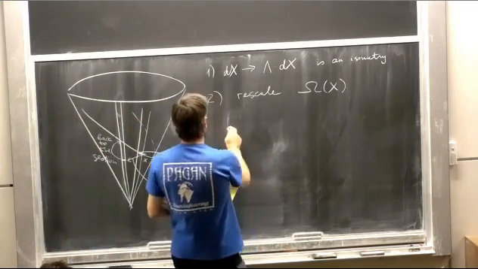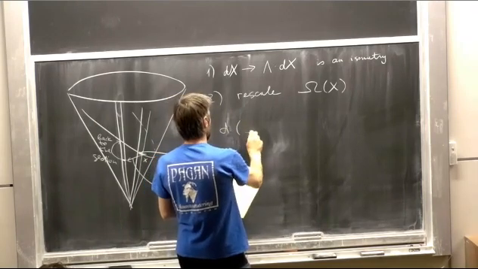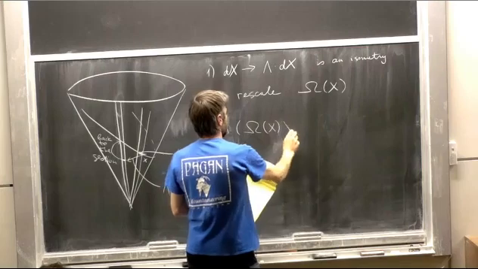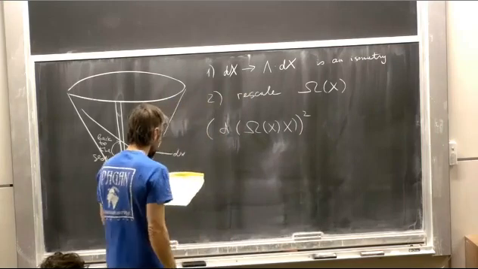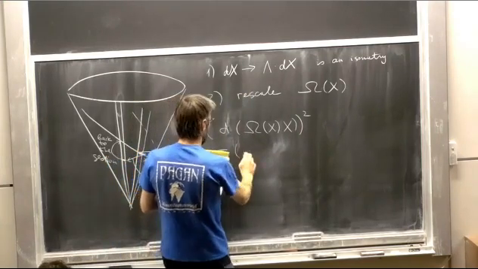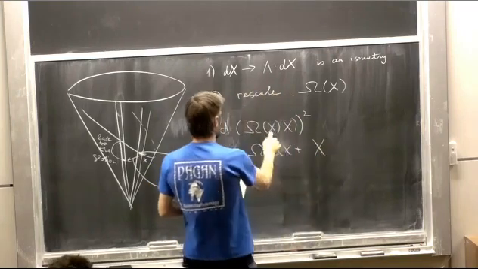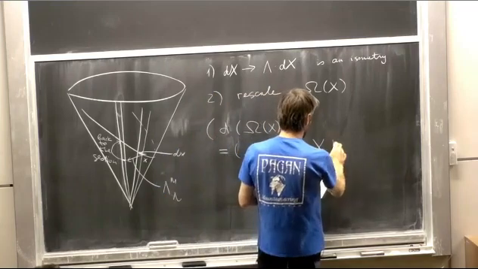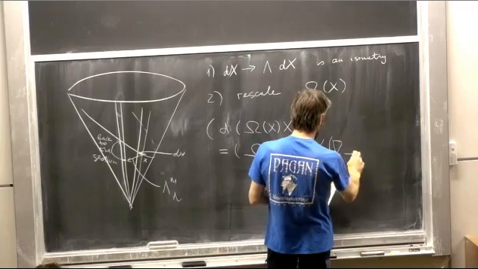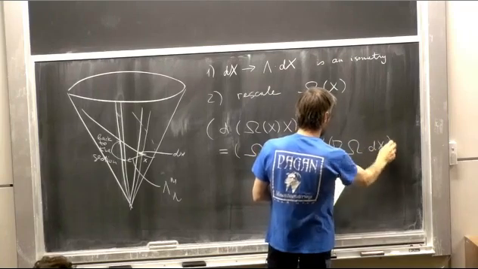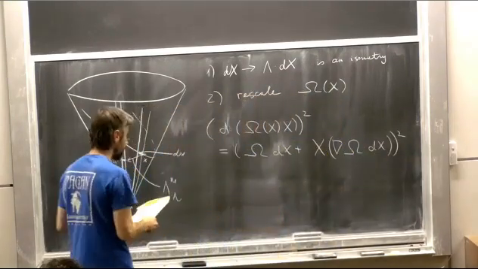And the way you show this is that you see how the metric changes under the rescaling. So you compute d omega of x squared. So this involves several terms. So you have to compute omega dx plus. So omega lives on my cone. So I have x gradient omega times dx and everything squared. So this is what I need to compute.